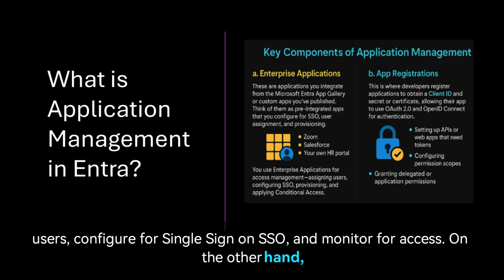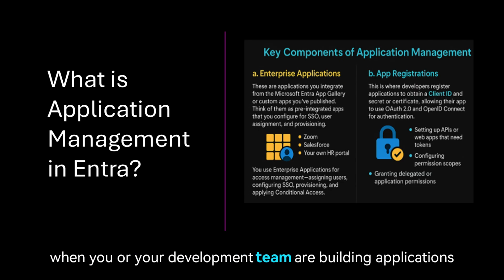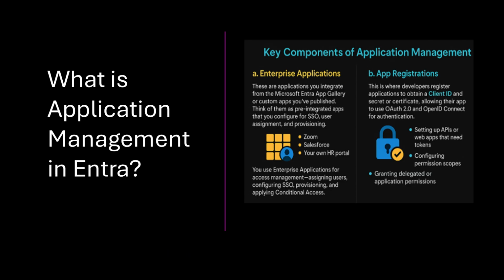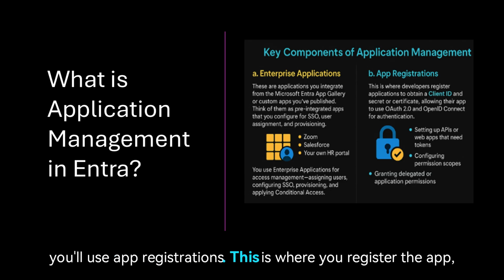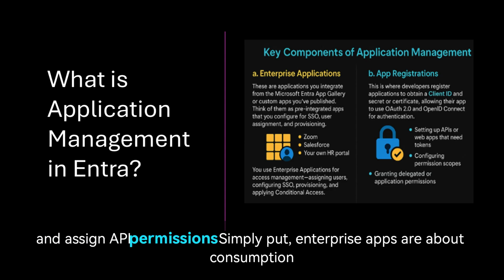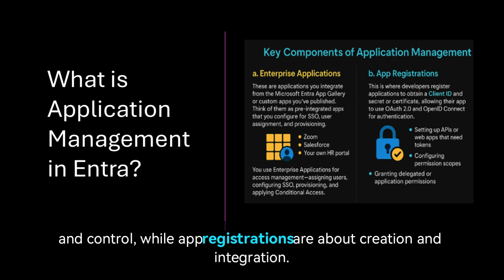On the other hand, when you or your development team are building applications and need to authenticate users or call APIs using tokens, you'll use app registrations. This is where you register the app, define authentication flows, and assign API permissions. Simply put, enterprise apps are about consumption and control, while app registrations are about creation and integration.